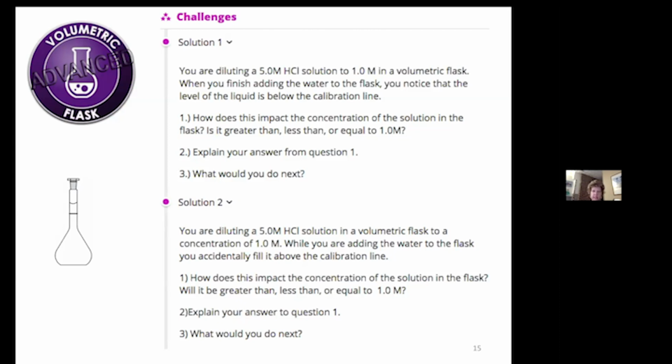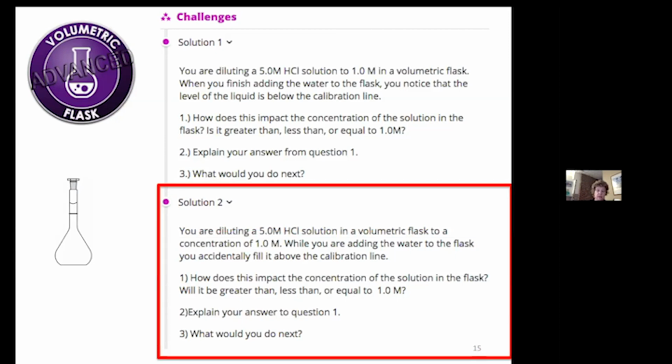So in the first case, the liquid's below the level of the calibration line. Do you actually have it diluted to 1 molar? Explain your answer, and then what would you do next? And then solution 2. So first of all, that image did not appear in the badge itself, but I've put it into the presentation so people get the right idea. But it's essentially the student mistake where they add too much water to the flask and they fill it up above the calibration line. And it's really important to ask them what you would do next.